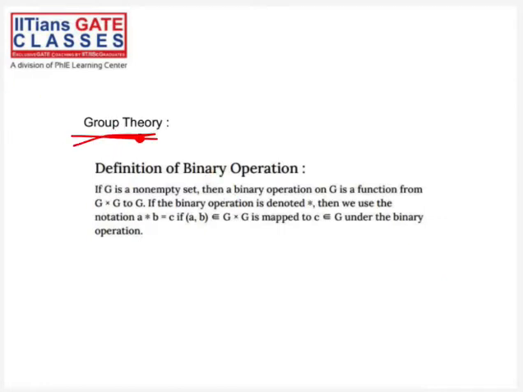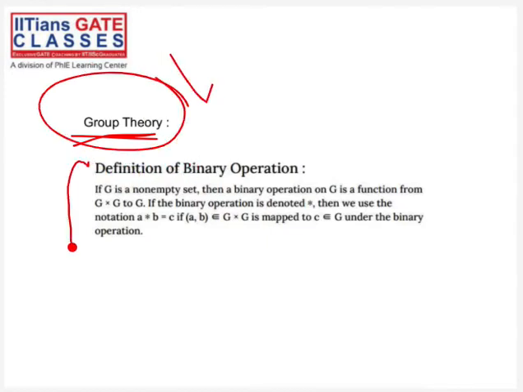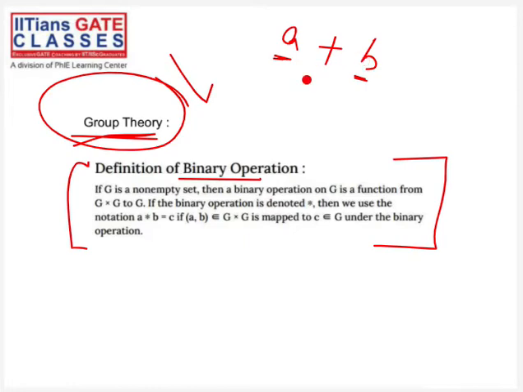Now this is theory only. This subject is group theory. The first thing is the definition of binary operation. You already know what a binary operation is. Binary operation means the operation which is applied on two operands, a comma b.